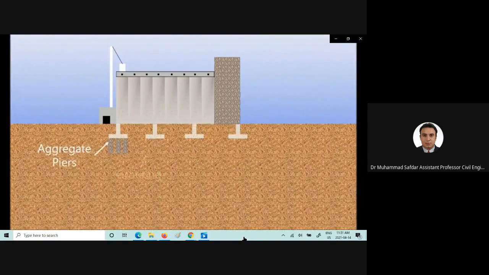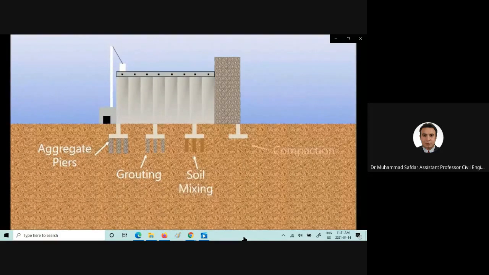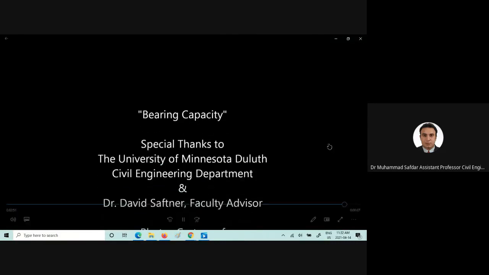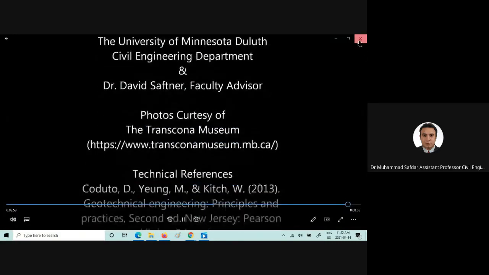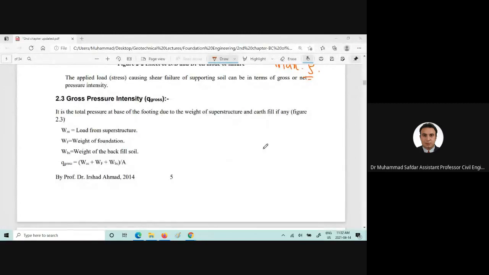Different types of techniques can be applied, for example, aggregate piers, grouting, soil mixing. If you remember, we had a good presentation on the compaction characteristics as well. So we can also apply all these methods to increase the bearing capacity of the soils. Now, coming back to the general terminology which will be used.